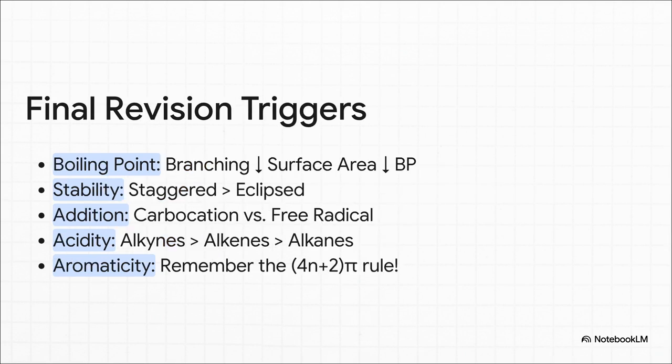And here they are, your final revision triggers. For boiling point, just remember, more branching means less surface area, means lower boiling point. For stability, staggered is always more stable than eclipsed. For addition, the big difference is the intermediate. Carbocation for Markovnikov, free radical for Anti-Markovnikov. For acidity, it's easy. Alkynes are more acidic than alkenes, which are more acidic than alkanes. And for aromaticity, never ever forget to count those pi electrons and check the 4n+2 rule.